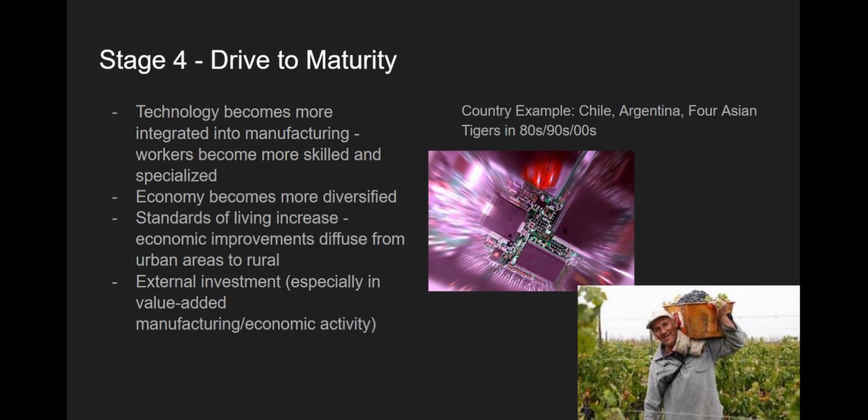So for some examples, I would say Chile and Argentina are squarely in this stage now. If you think about some of the countries that are now more developed, the term Asian tigers is thrown around. That is South Korea and Taiwan and Hong Kong and Singapore. Those countries were probably in this stage in the 80s and the 90s and the 2000s, where we saw their economies grow significantly.